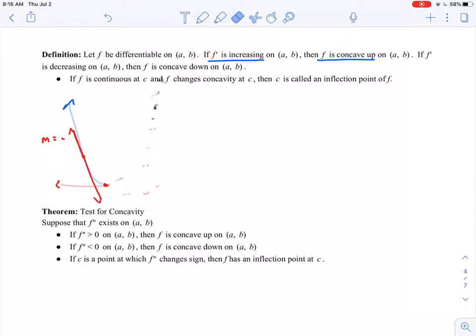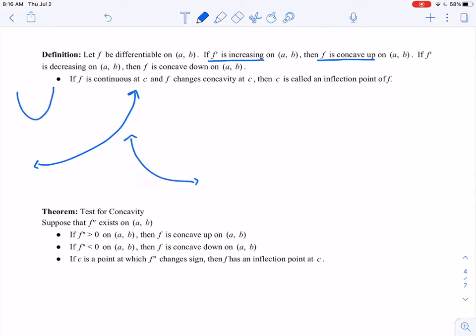So it doesn't necessarily need to be that whole parabola shape. You might just have a piece of that. So if you think about the exponential function e to the x, it is concave up, or you might have the exponential decay function. You might have something that looks like this. This is also concave up. So all of these graphs over here, these are concave up.